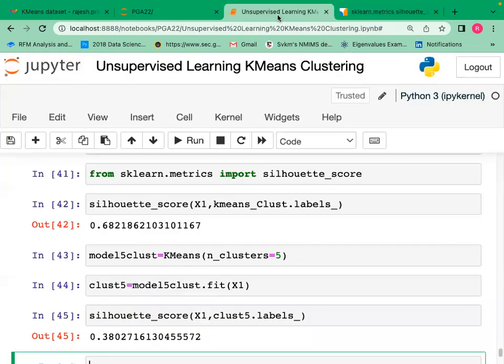So if you look at our scores, we got 2 clusters 0.68, 5 clusters 0.38. Which model is closer to 1? 0.68 is closer to 1. So we will take the 2 cluster model as our final model. And then we can assign the labels to each of the observations. Which observation falls under which cluster, we will assign the label. Okay.